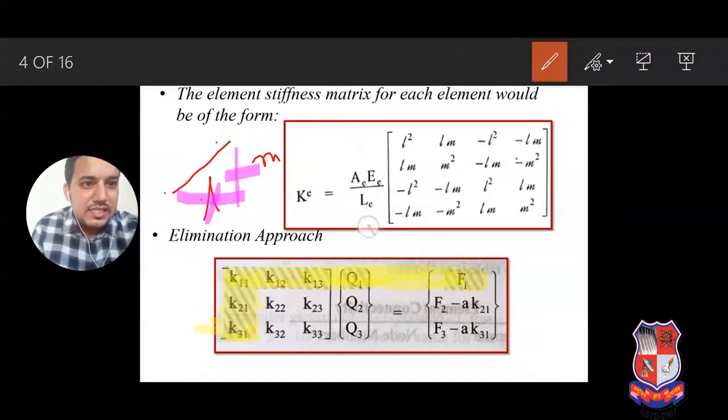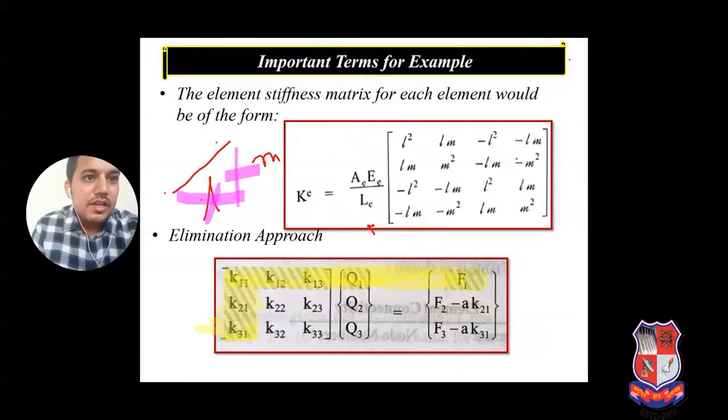Here we can consider this is our main length. So this is the formula: L square, Lm, minus L square, minus Lm.